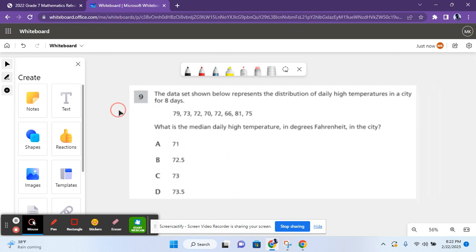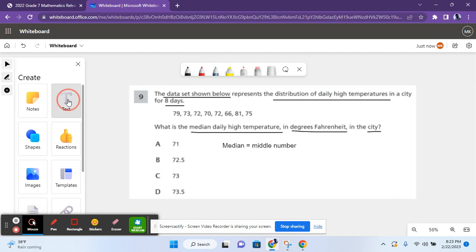For question 9, it says the data set shown below represents the distribution of daily high temperatures in a city for 8 days. So it has 79, 73, 72, 70, 72, 66, 81, and 85. What is the median daily high temperature in degrees Fahrenheit in the city? So here you have to find the median, which is the middle number. What you do first is you put the numbers in order.